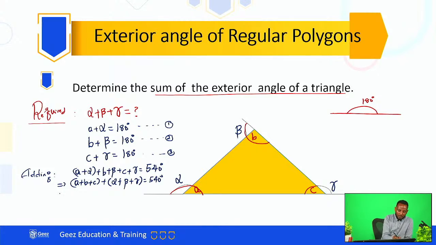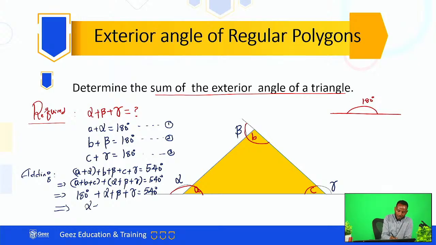Okay, so I'm going to ask you one thing. What do you think is A plus B plus C? You recall the last session, the sum of the measure of interior angles of a triangle. We calculated it, isn't it? The sum of the measure of interior angles of a triangle is 180 degrees. So in that case, we are going to say this is 180 degrees plus alpha plus beta plus gamma is equal to 540.